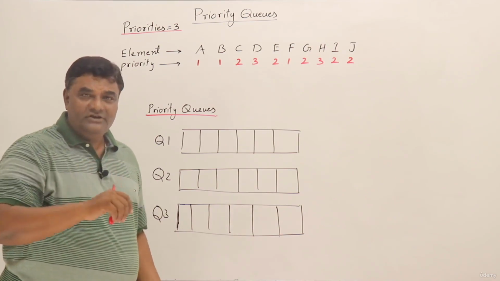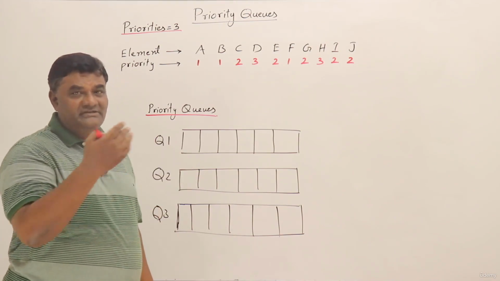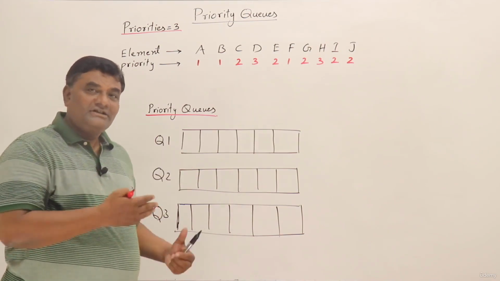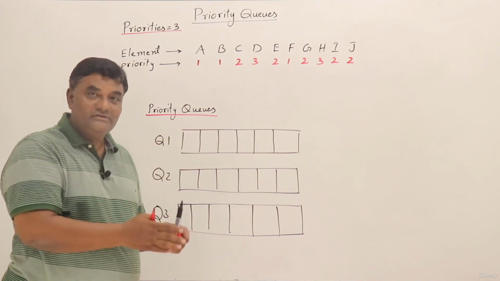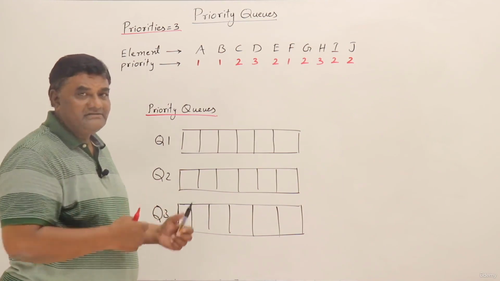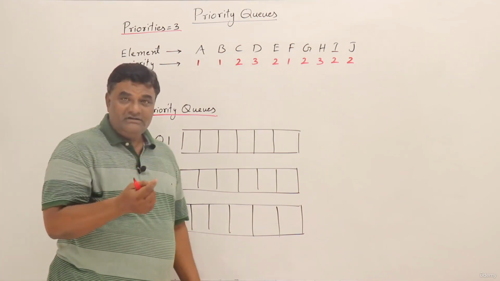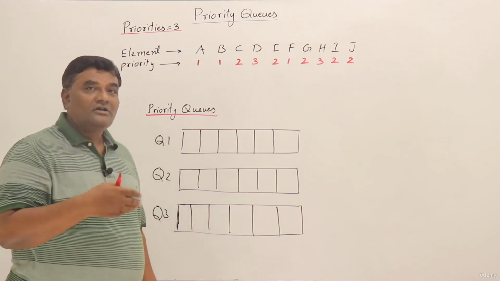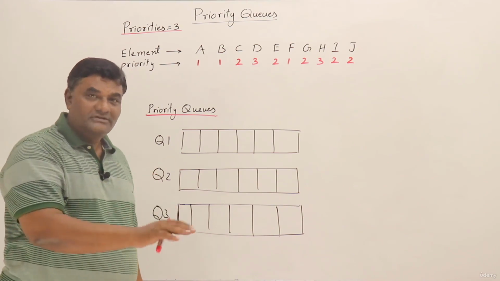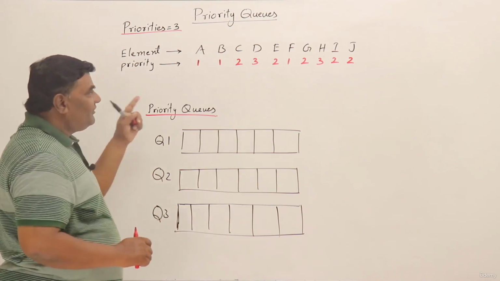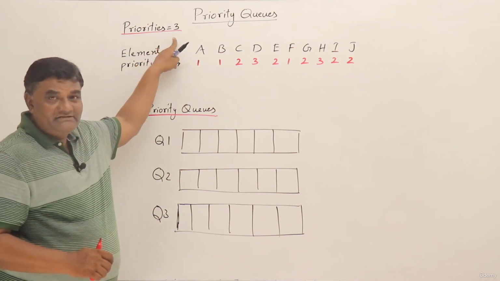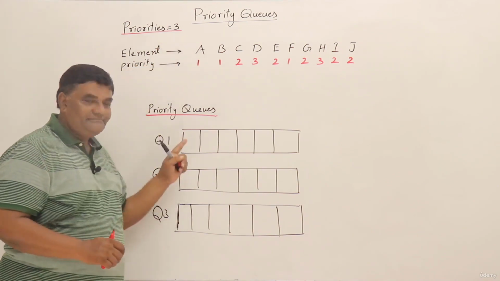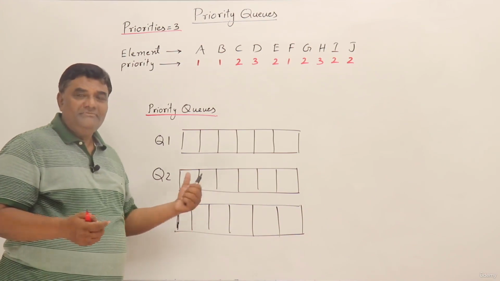You can set it the other way also. 3 means highest priority and 1 means lowest priority. Like in Java, 10 is highest priority, 1 is lowest priority. But here in my example, I am saying smaller the number, higher the priority, or larger the number, smaller the priority. For implementing the priority queue, as there are 3 priorities only in the system, I have taken 3 queues. So you have to take 3 queues for implementing this one.